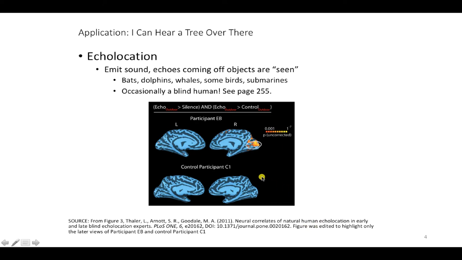And this is not seen in a control participant who tries to echolocate. So this is a great example of neuroplasticity, how the brain has used the visual cortex in a different way to accomplish this feat. And this is described in detail on page 255. I highly recommend you take a close look at that. I think sometimes when we read the books, we skip over these inset boxes, and this one in particular is really fascinating, really interesting, so please take a look at that.